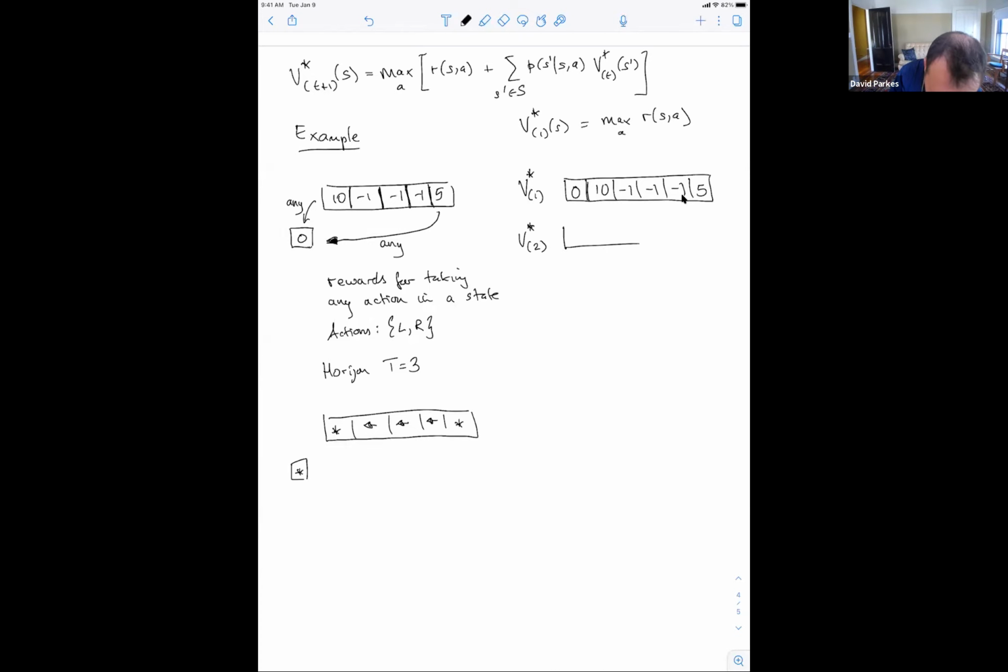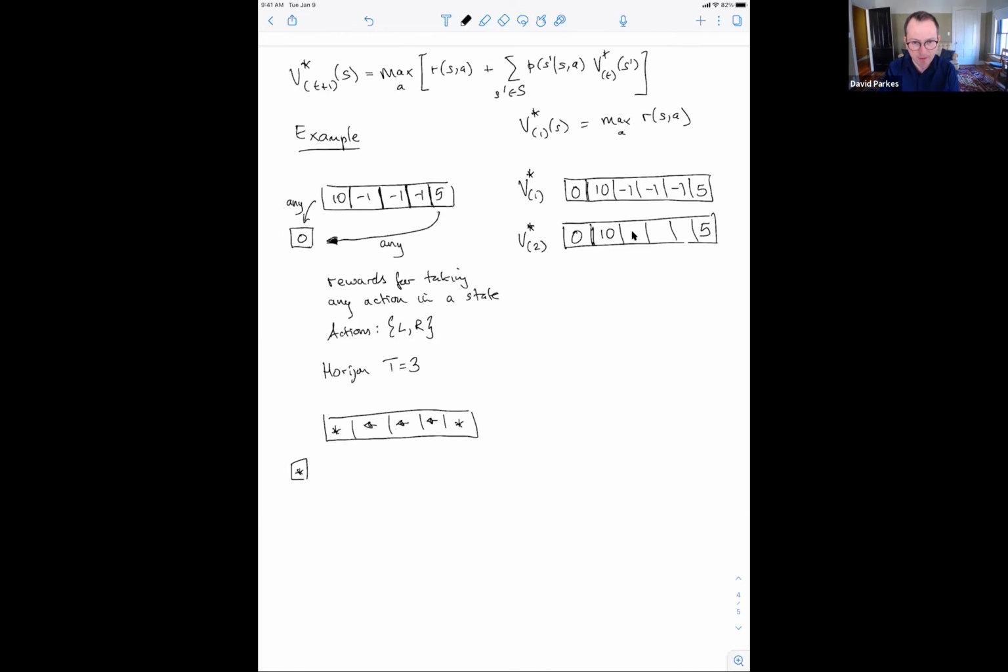But once we've got that, now we can use our inductive step and we can figure out the 2 step to go values. Now the 2 step to go values for these states will again just be 0, 10, and 5. Because again, you have no choices of how to act. Here you'll get 10 when you act, and then you'll get your continuation value, which will be 0 because you'll be here. You'll have 1 step to go and you'll be here. So you do 10 plus 0 and you write 10 here.